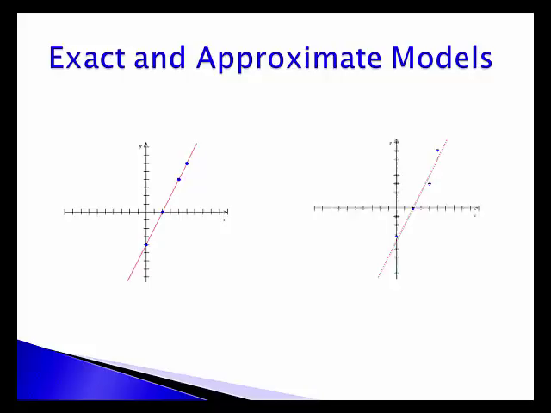I want to give you two graphs here, and I want you to tell me what you notice that is different about the two of them. Hopefully on the left you say, well, gosh, the little red line goes through all of the little blue dots. And on the right you say, well, the red line gets close, but it doesn't actually hit all of the blue dots. Well, that's because on the left we have an exact model, and on the right we have an approximate model. Now hopefully that's not a big deal, so let's keep going.